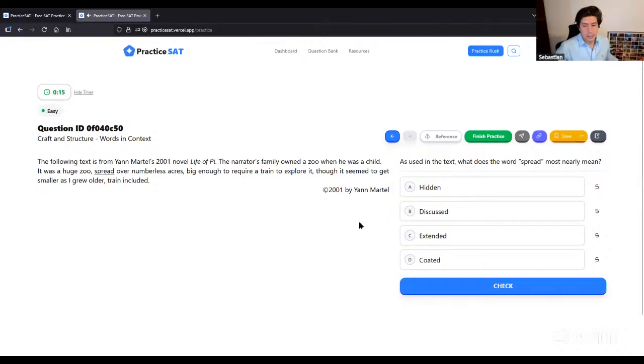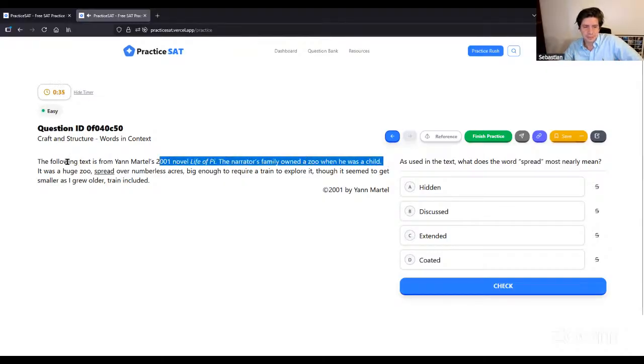Okay. The following text is from Yann Martel's 2001 novel, Life of Pi. The narrator's family owned a zoo when he was a child. It was a huge zoo spread over numberless acres, big enough to require a train to explore it, though it seemed to get smaller as I grew older, train included. Okay, so this part is just giving us the intro, the first sentence, right? Usually there's a better space, so it doesn't look like all one big passage. It was a huge zoo spread over numberless acres.